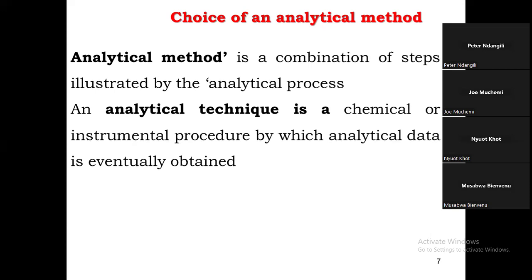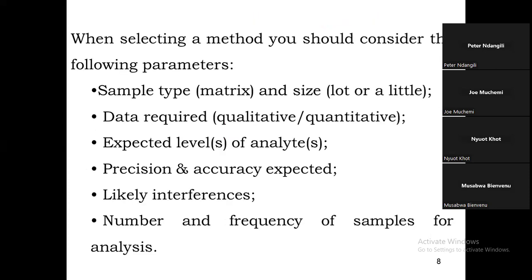When it comes to the choice of analytical method, we need to ask ourselves, what is an analytical method? An analytical method is a combination of steps illustrated by the analytical process. And an analytical technique is a chemical or instrumental procedure by which analytical data is eventually obtained. When selecting an analytical method, there are particular things that you need to consider, and the parameters are as follows.